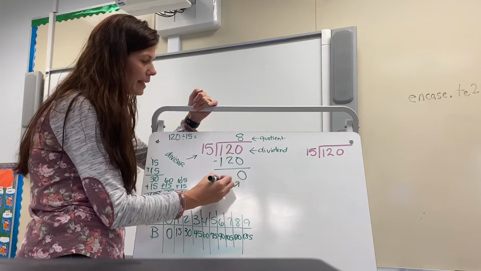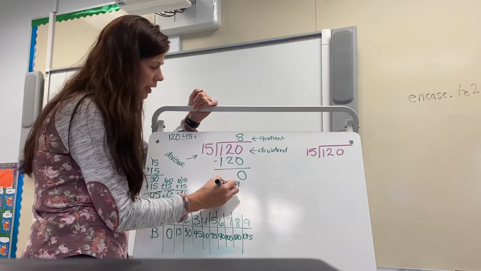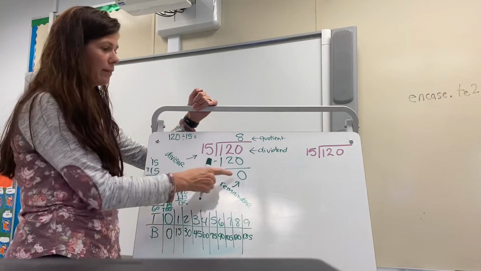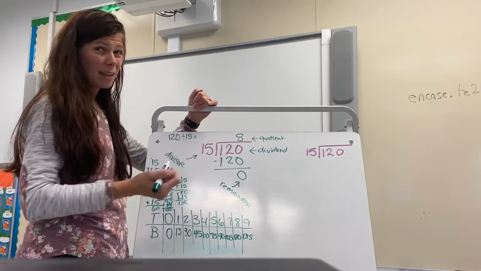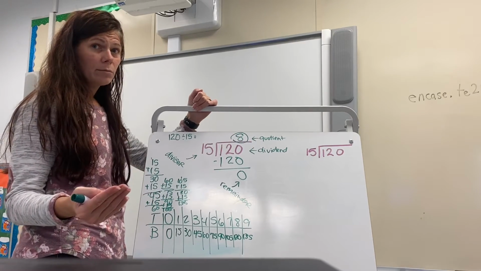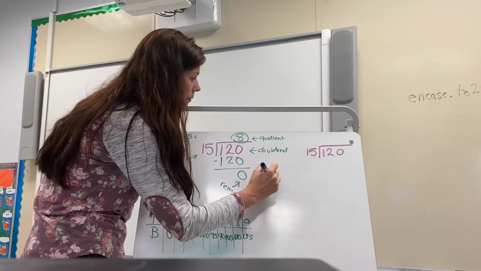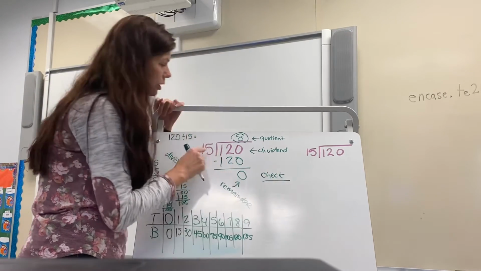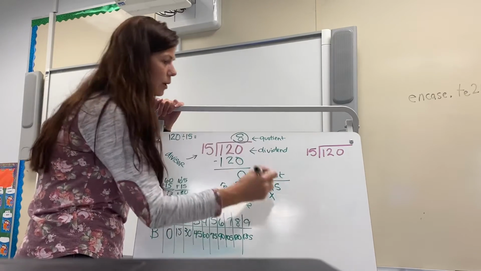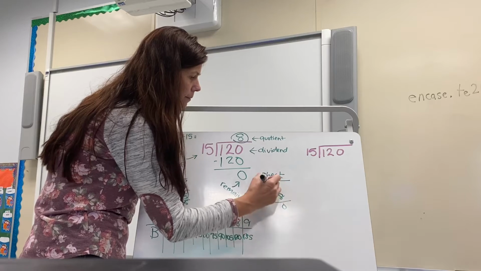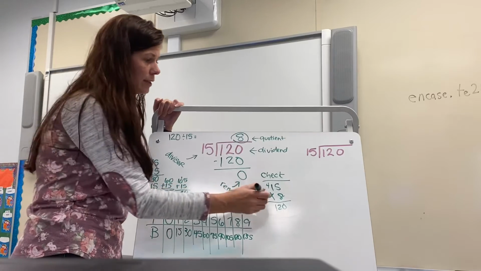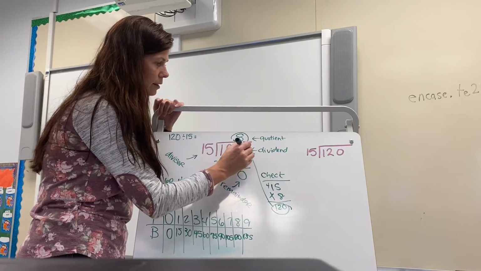If you have something left when you divide, it is called the remainder. And we have no remainder here. So the quotient to that problem, the answer to the problem, is 8. Now I want to see if I got it right. I need to check my work. To check your work, you take your divisor times your quotient, and you get the dividend. And if you get the dividend, it's right.